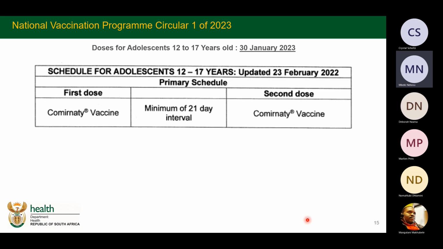For the adolescents, that is 12 to 17 years old, nothing has changed there. You're still allowed to take 2 doses of Pfizer, and those 2 doses have to be 21 days apart. And at the moment, it's still only Pfizer. You can see that J&J is not here because Pfizer is the only vaccine that is allowed for this particular age group.